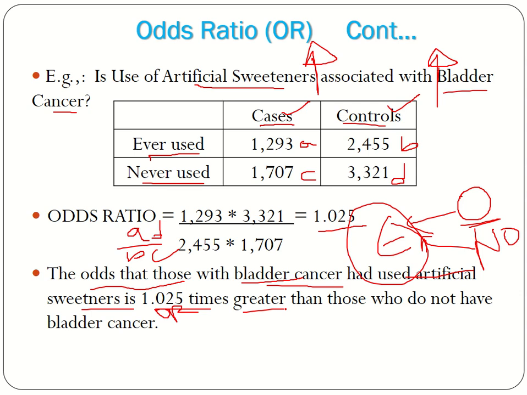So it is 1.025 times greater, because it is above one. If it is above one it is greater than. When it is the opposite, how do we explain it? We will see that. So 1.025 times greater than those who do not have bladder cancer. The odds that those with bladder cancer had used artificial sweetener is 1.025 times greater than those who do not have bladder cancer. This is how we define it in a case-control study.